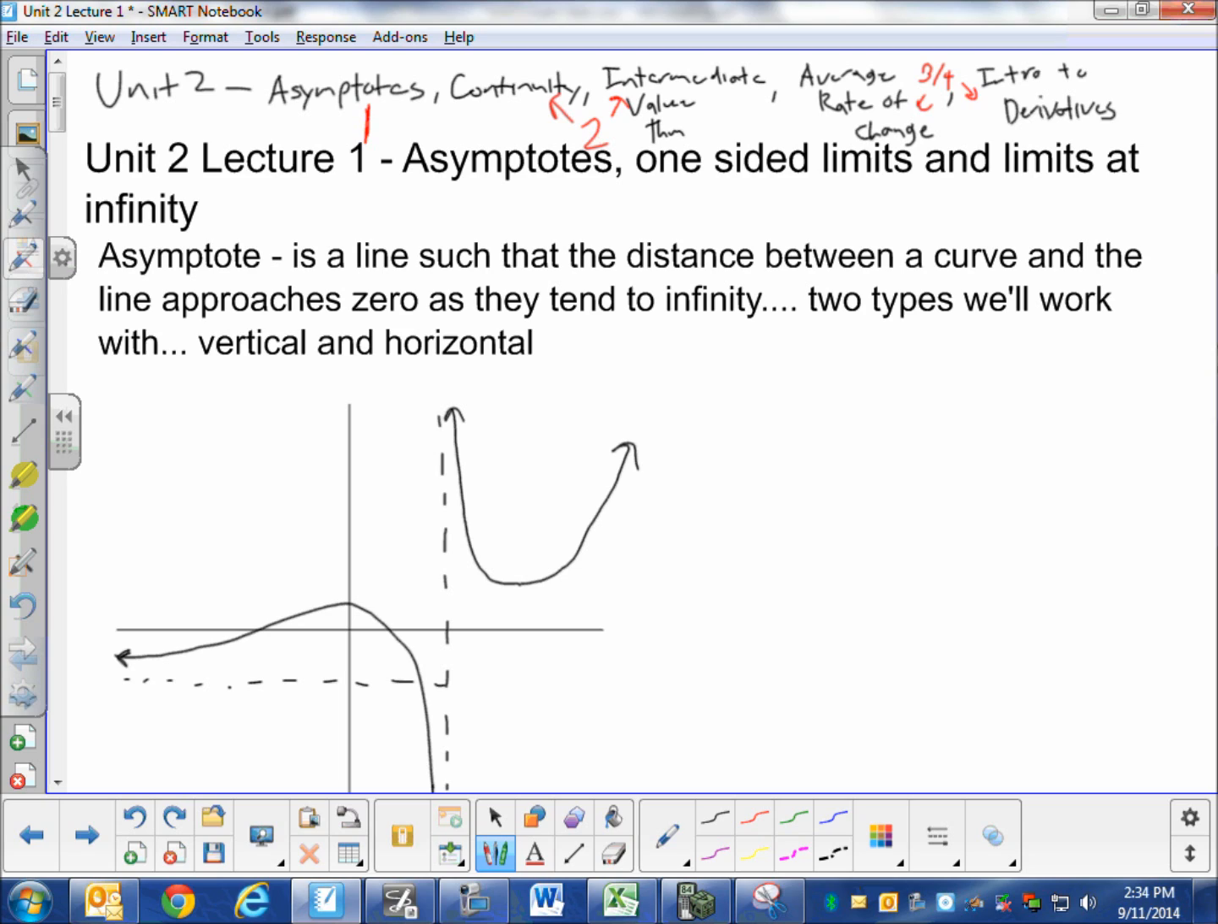All right, asymptotes. An asymptote is a line such that the distance between a curve and a line approaches 0 as they tend to infinity. We will worry about vertical and horizontal asymptotes in this class. We do not have to worry about diagonal asymptotes.